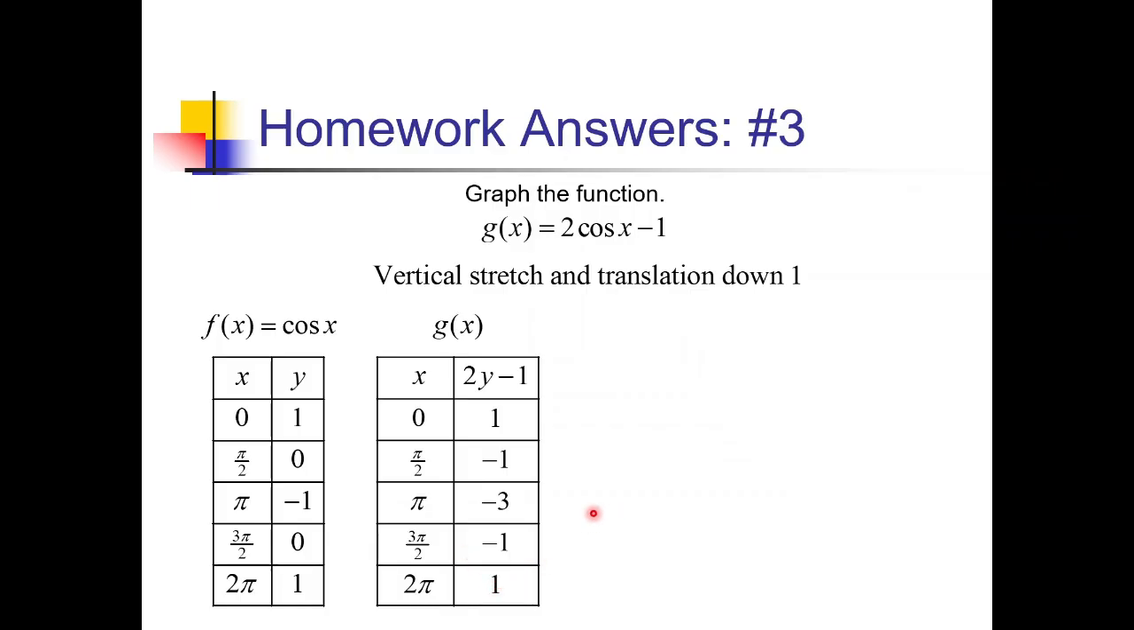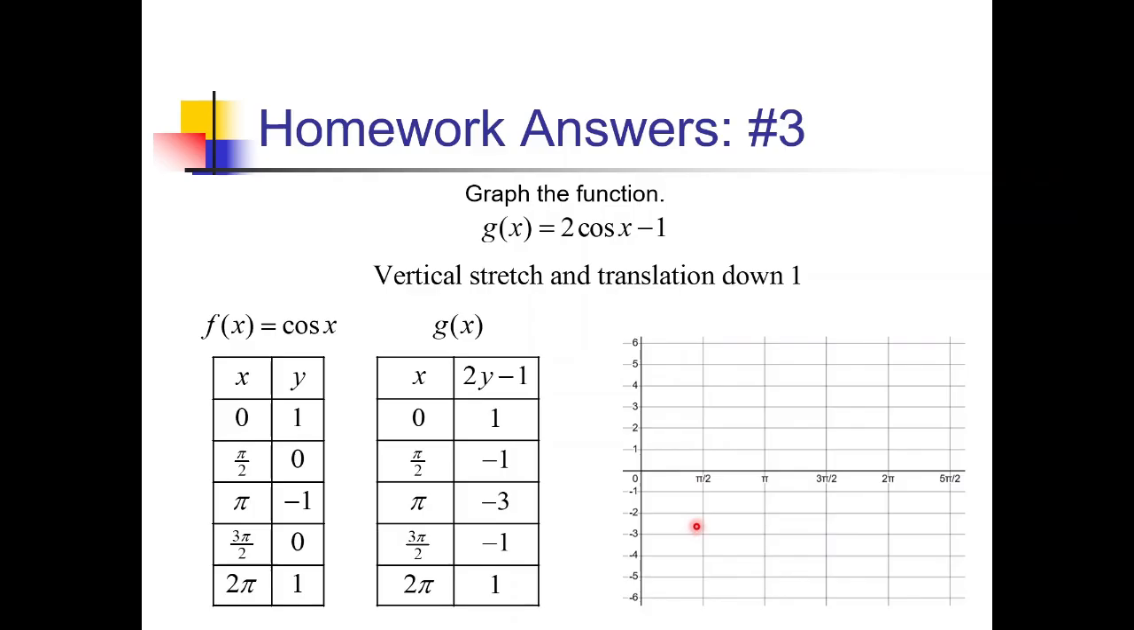So I can make my horizontal grid lines go by pi over 2's. My verticals, I'm going to go by probably 1's would make sense here. So my first point is 0, comma 1, which is right here. Next up, we have pi over 2, comma negative 1, and pi, comma negative 3. And then we do 3 pi over 2, comma negative 1, coming back to that vertical middle of it there. And 2 pi, comma 1 is up here. And here is my cosine curve.